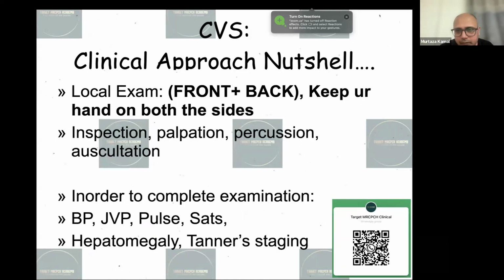The most important thing which I would never like all of you to forget is, in the case of examination of the precordium, in the case of cardiovascular system, you have to examine on both sides of the chest, because many a times dextrocardia will be there and you cannot miss this thing. Otherwise, whole of your examination findings will not be matching, and you will get your marks cut off for them.